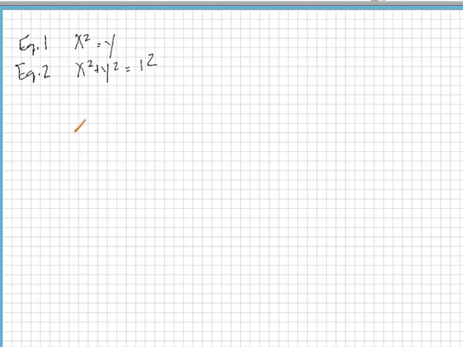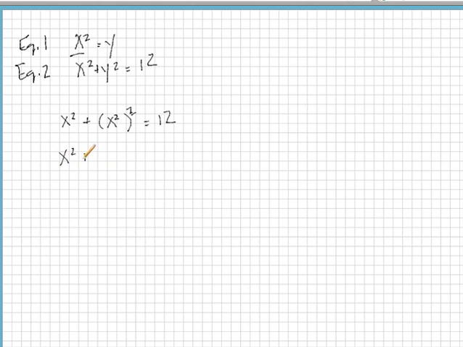To solve this system, since they've already solved for y in equation 1, we're going to go ahead and take the solution for y and put it into equation 2. So equation 2 is going to become x squared plus y squared, so I'll put x squared in there instead of y. There's already a squared term there for y, so I will leave that there. And that is equal to 12.